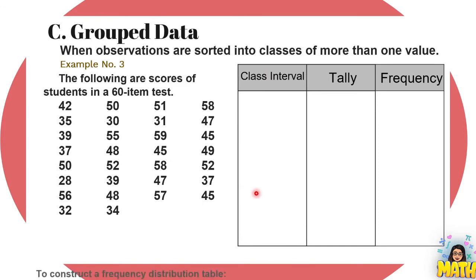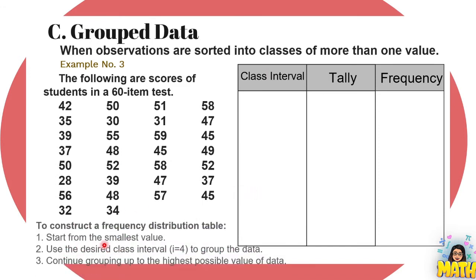Let's fill in the column for the class interval. First is to start from the smallest value. In our data, we have these scores in a 60-item test, and the least or the smallest score here is 28. Next is to use the desired class interval to group the data. Depende ito kung anong class interval din yung gagamitin nyo. Here, let's have 4. That means we must group these scores by 4.